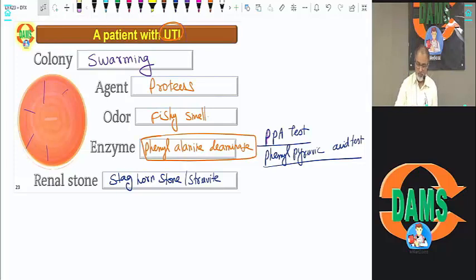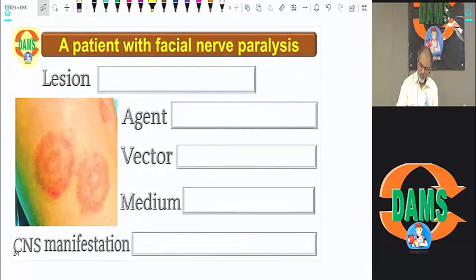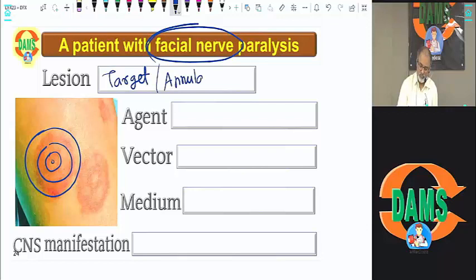Next is a patient with facial nerve paralysis. Okay, what is the lesion? What is the name of the rash? This rash is called annular rash or target rash. Annular or target rash, round target rash. Classical picture, very good.